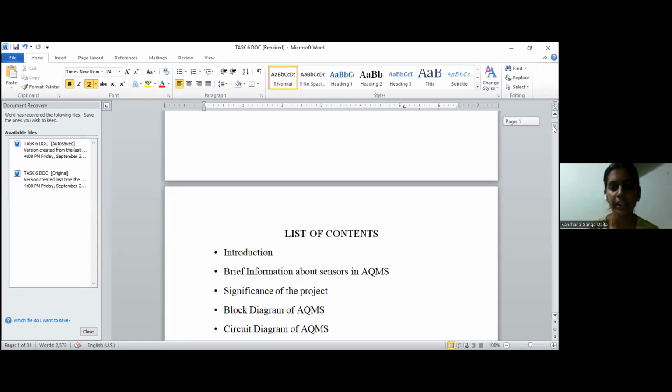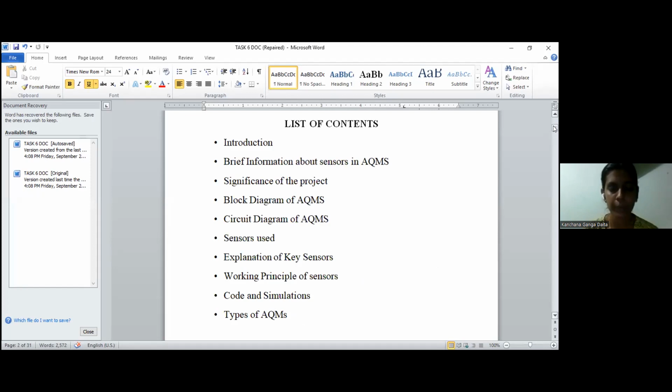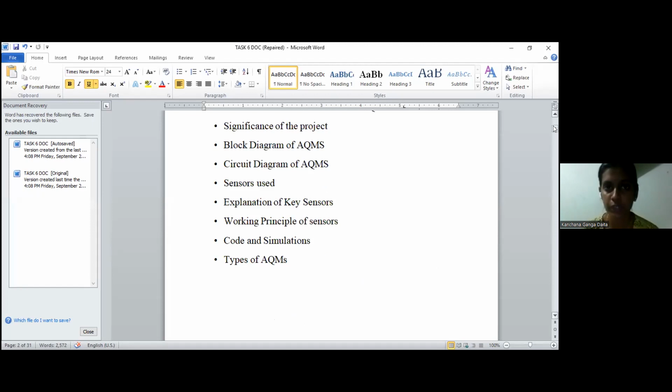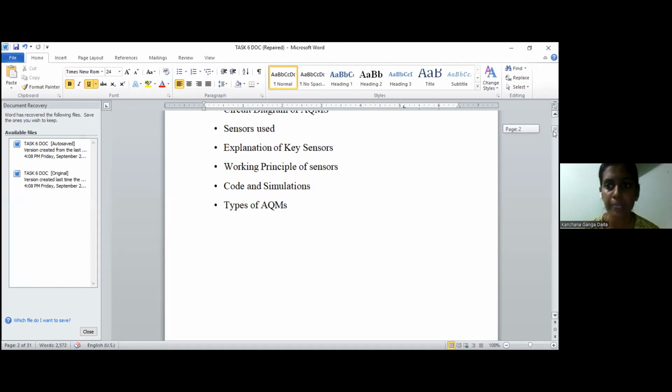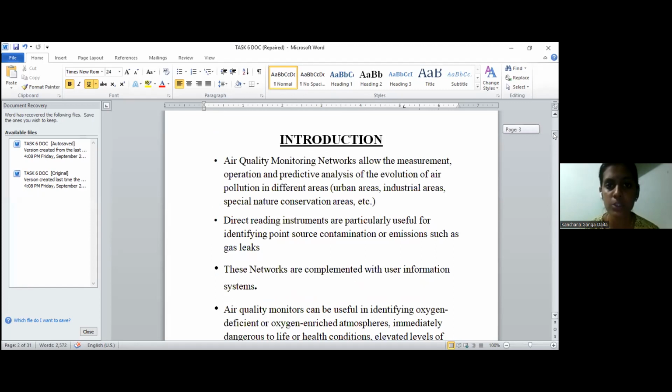So in the document, the list of contents is: first, brief information about the sensors and the significance of using these kinds of sensors. Then the block diagram of the sensors to be used for the project, an explanation of them and how they work, the code and simulation using those sensors, and the types of air quality monitors made using these sensors.